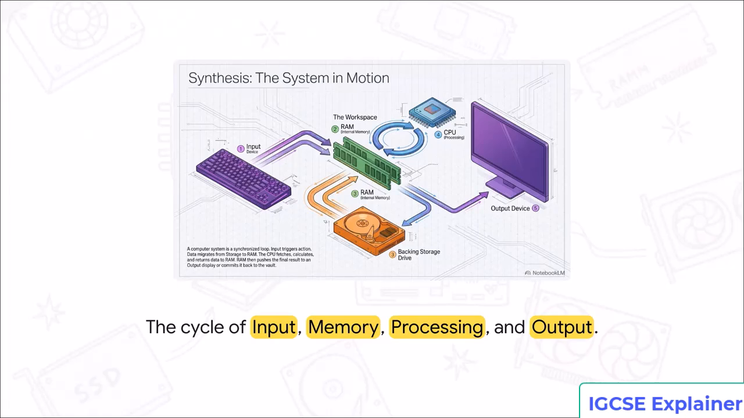Step 1. An input device triggers an action from the user. Steps 2 and 3. The requested data is forcefully migrated from the backing storage drive into the active workspace of RAM. Step 4. The CPU fetches that data from RAM, performs its complex calculations, and fires the result right back to RAM. Step 5. Finally, RAM pushes that final processed result to an output device, like your monitor, or it commits the changes permanently back to the storage vault. It's a continuous, beautifully synchronized, lightning-fast cycle of input, memory, processing, and output.